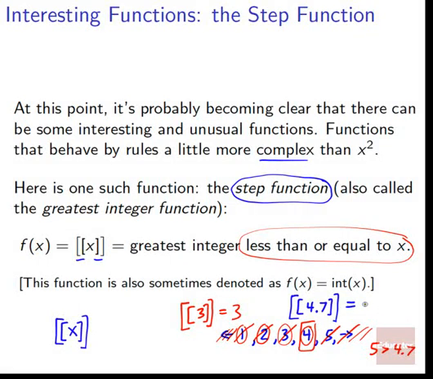It's basically always rounding down. 4.7 would become 4, 3.5 would become 3, negative 2.5 would become negative 3, because we have to round down, and what's below negative 2.5? Negative 3. All right, and finally, we can also sometimes call this the int x, the integer function on x.